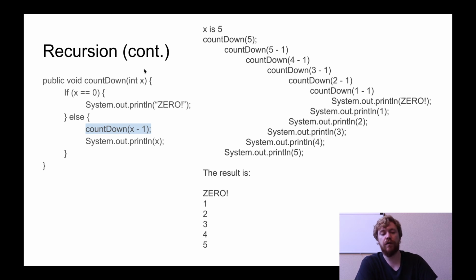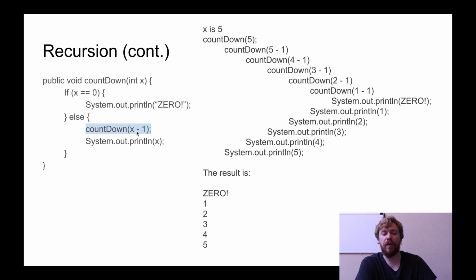We restart the method call, so countdown with x is now equal to 4. Is x, or 4, equal to 0? No. We go into the else statement, and once again, 4 minus 1 is 3, so we call countdown 3, and the print statement still has not yet executed. And so we restart the countdown, except now x is 3. Is 3 equal to 0? No. So we call countdown, and we continue all the way down until eventually x becomes 1.